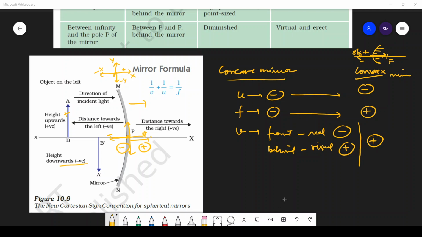And now we have the magnification of the image. So we have two formulas for that, which are there in your book also. So look at equation 10.2 and equation 10.3.